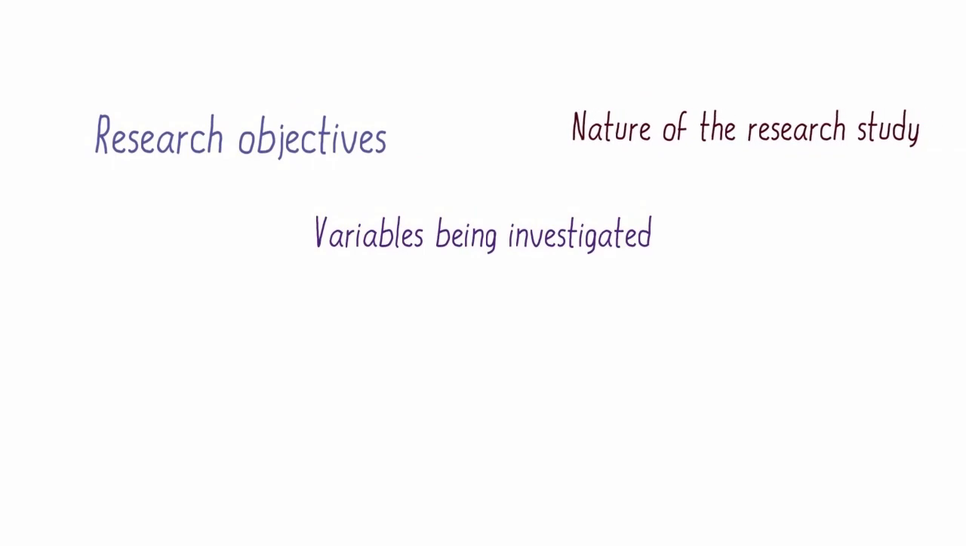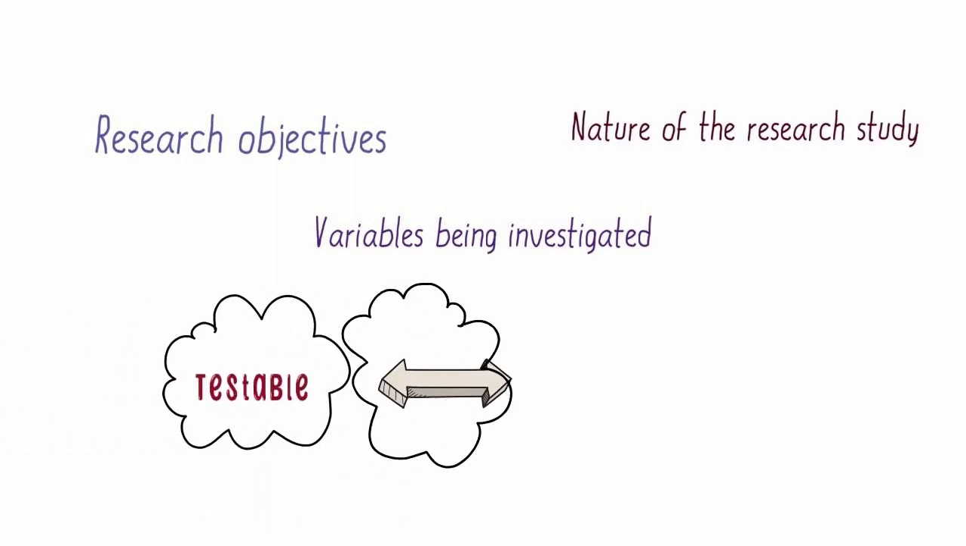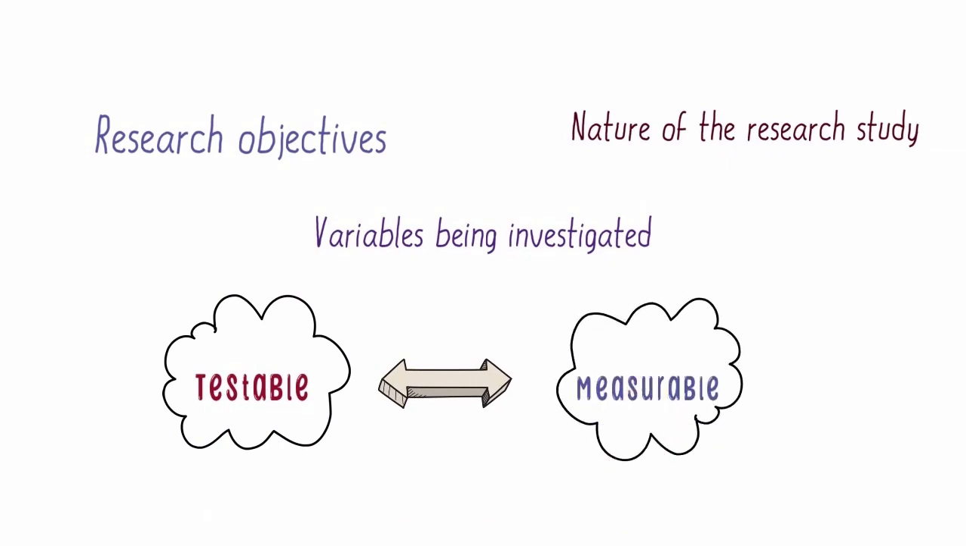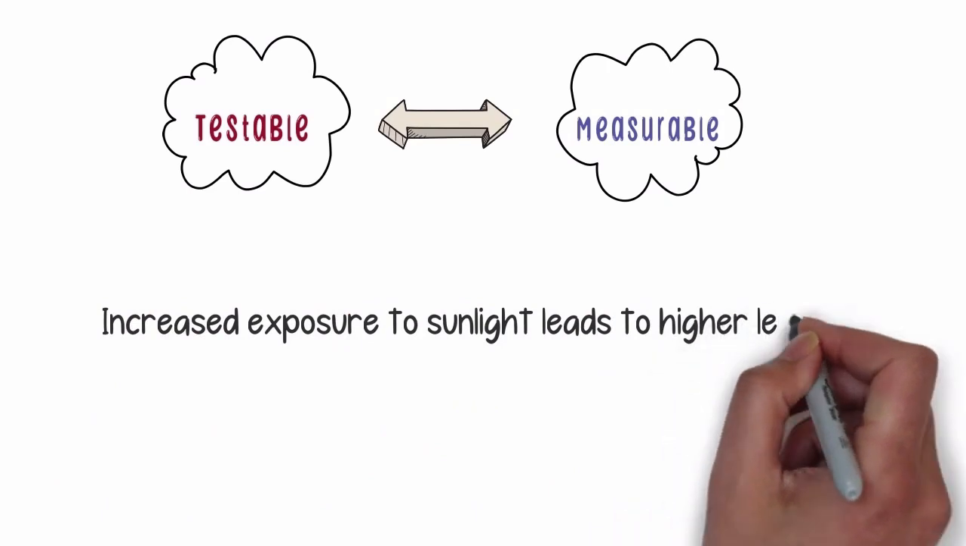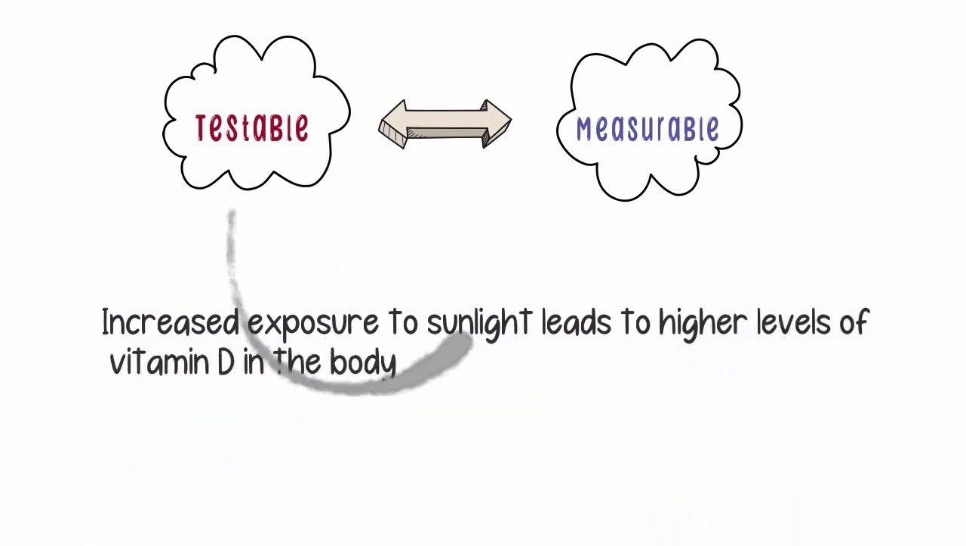The specific type of hypothesis chosen depends on the research objectives, the variables being investigated, and the nature of the research study. It's important to formulate hypotheses that are testable and measurable to guide the research. Example: increased exposure to sunlight leads to higher levels of vitamin D in the body.